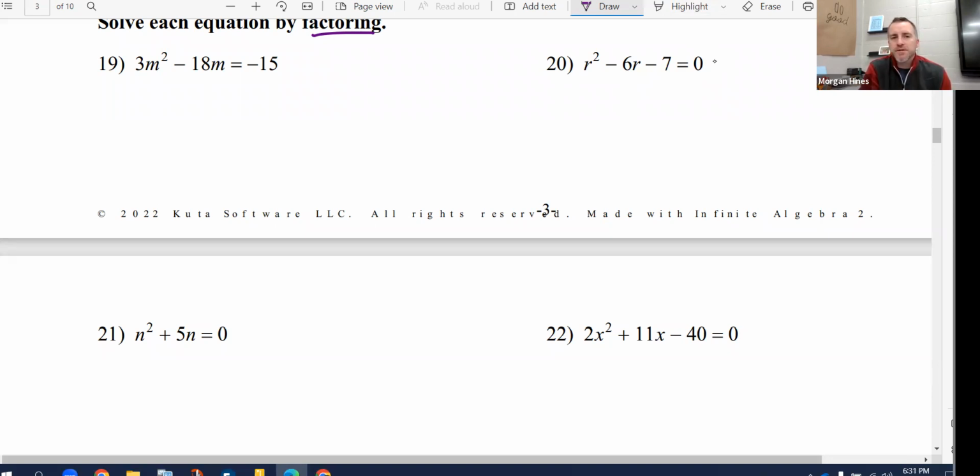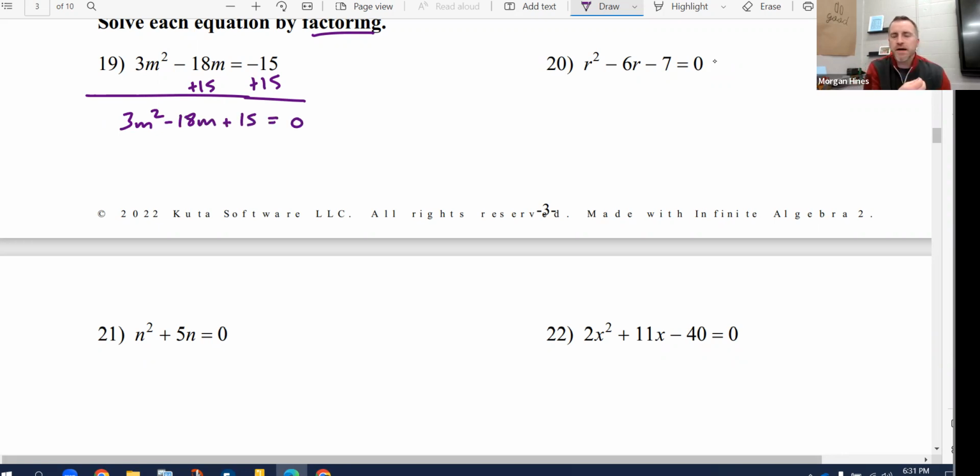If I have two factors and I want to know when they equal 16, there's still a lot of unknown there. I could do 1 times 16. I could do 2 times 8. I could do 4 times 4. There's a lot of possibilities. So by getting it set equal to 0, how do we do that? On number 19, we would just add 15 over here and over here. 3m squared minus 18m plus 15 equals 0.